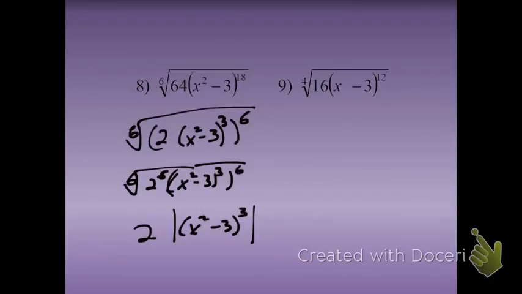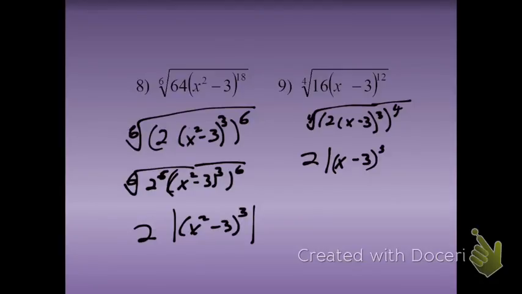So number 9, you have the 4th root of 2, x minus 3 to the 3rd, all to the 4th power, because that's what we're trying to get rid of. So you have 2 times the absolute value of x minus 3 cubed, and that simplifies to your answer.